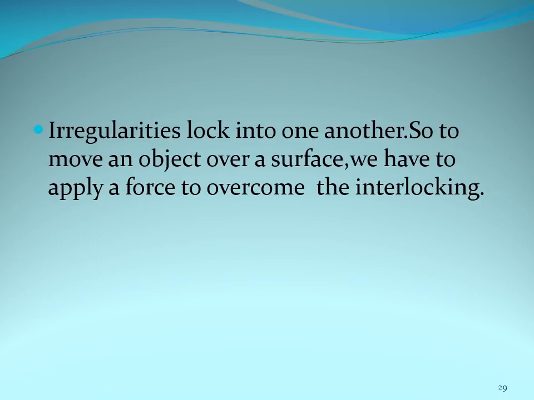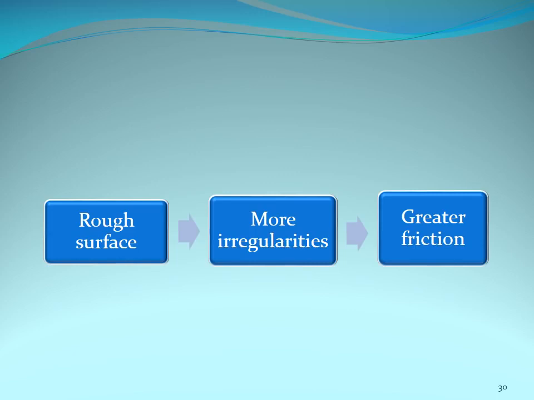So to move an object over a surface, we have to apply a force to overcome the interlocking and this force is known as frictional force. Rough surfaces will have more irregularities. So it will have greater friction. That is, rough surfaces will have greater friction as it has more irregularities.